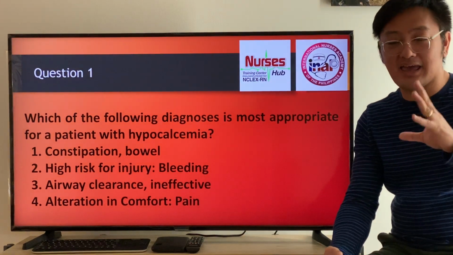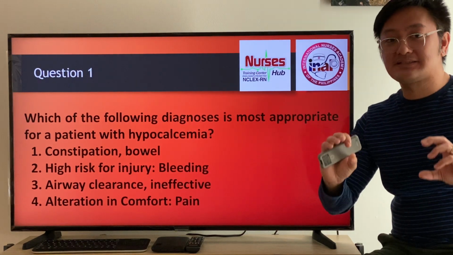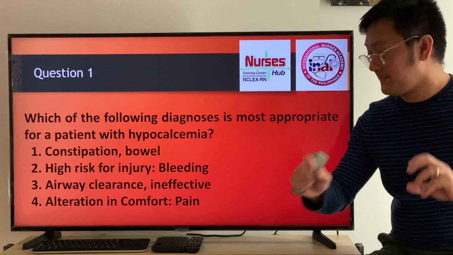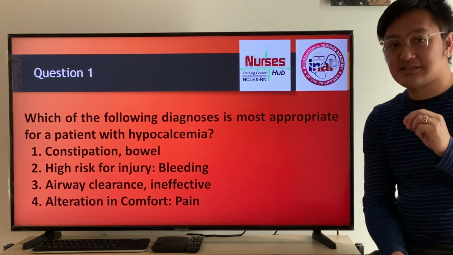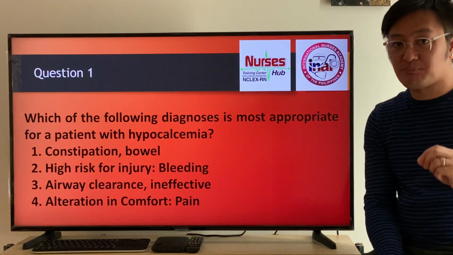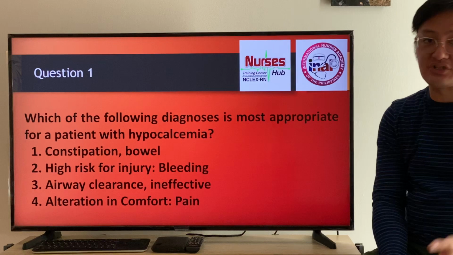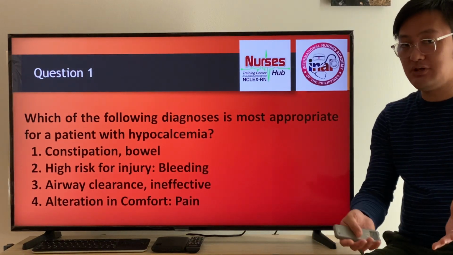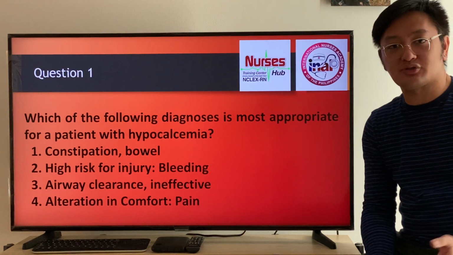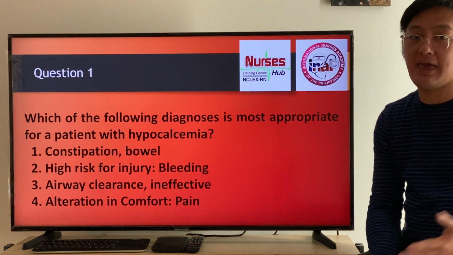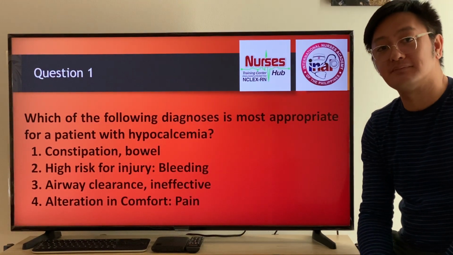Again, the lowest layer is physiologic. The second layer is your psychologic. Pain is not physiologic. Pain is a psychologic need. Therefore, pain is not the first priority. So we eliminate number 4, just in case you kept it in the options. Now, in your ABC protocol, airway, breathing, circulation, A stands for airway, so we know that the correct answer here is number 3, right?